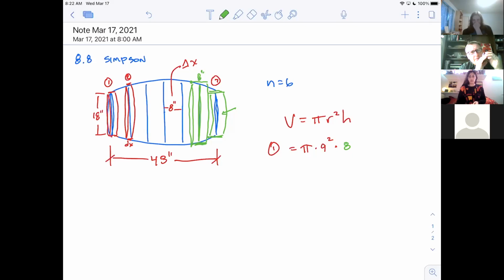And remember our little formula that goes 1 and then 4 and then 2, 4, 2, 4, 2, 4. And then it's really important it ends with 4, 1 again. And so with n equals 6, I'm going to have 7 numbers, and I need 7 numbers in order for that pattern to work. So if I only have 6 cylinders to add, that's going to kind of screw that up.